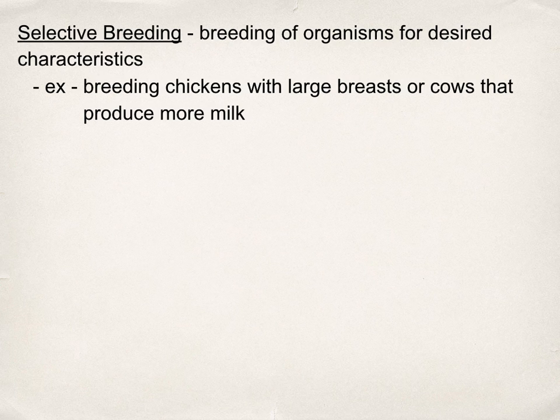One example of selective breeding that's huge is racehorses. They selectively breed racehorses to try to make sure that they've got the fastest horse. And that's the end of lesson 2. So, thanks for listening.